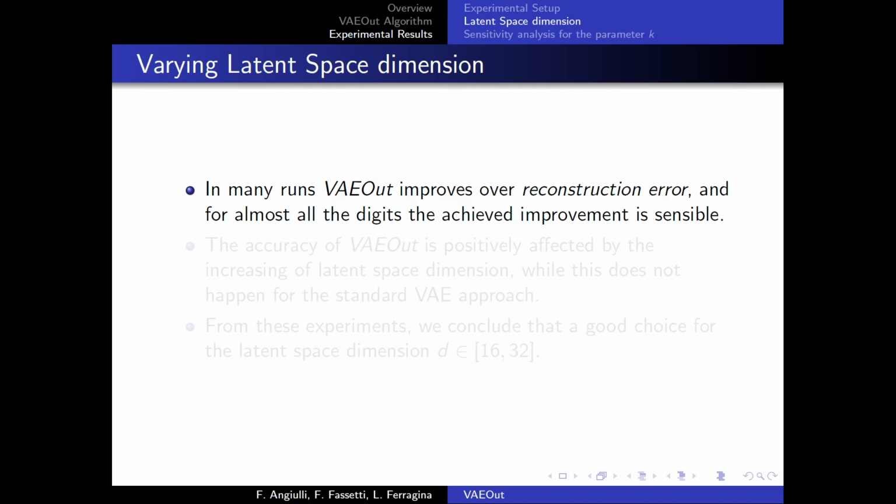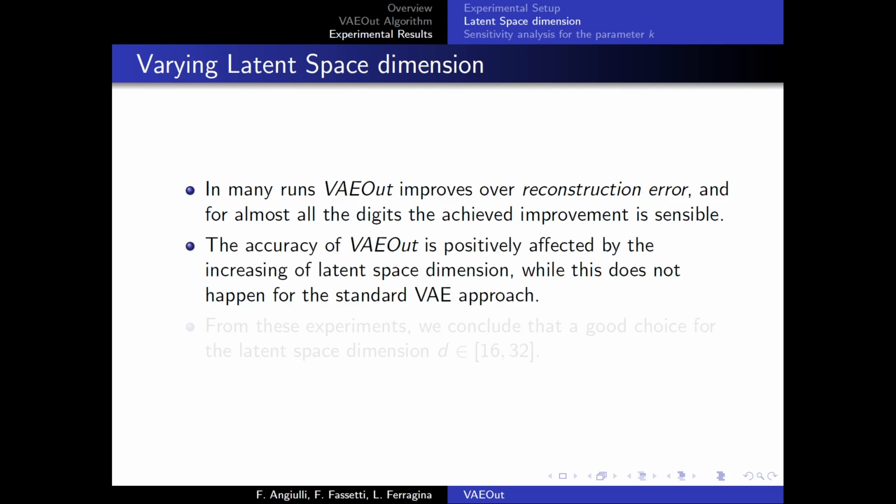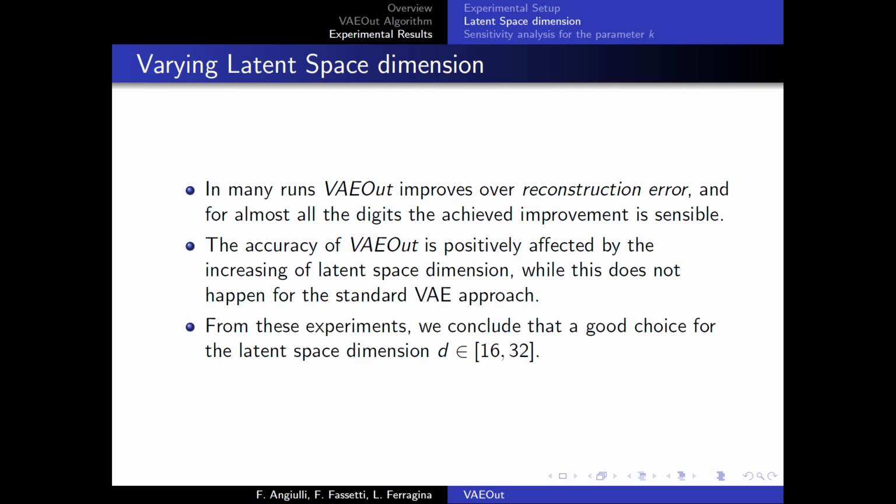We can see that in many cases our algorithm improves over reconstruction error, and often this improvement is sensible. The accuracy of variational autoencoder out is positively affected by the increasing of the latent space dimension, while this does not happen for the standard variational autoencoder approach. This happens because lower dimensions constrain distributions within the latent space to overlap more, thus worsening separation. From these experiments, we conclude that a good choice for the latent space dimension d is between 16 and 32.